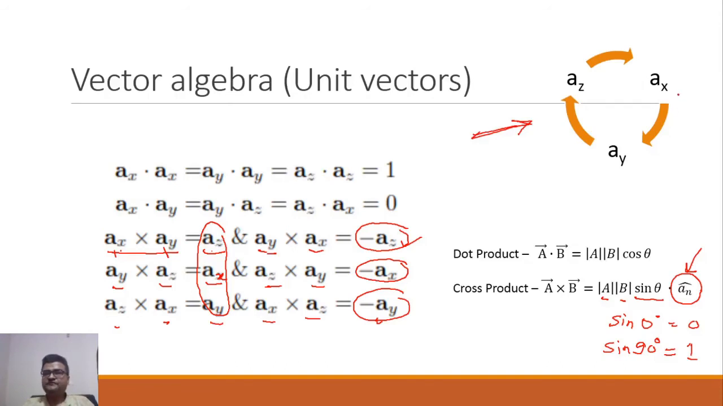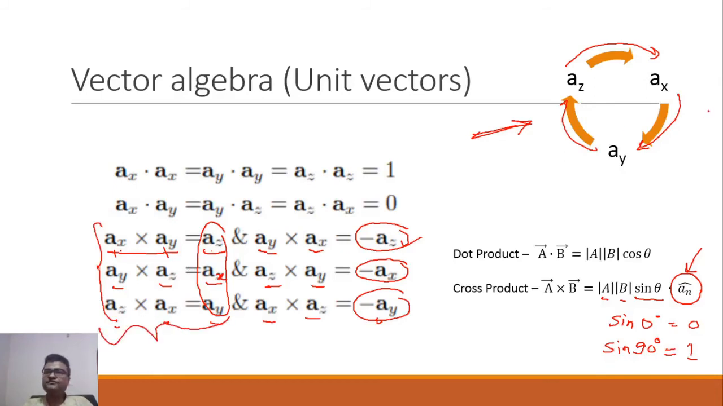So the orientation of multiplication should always be from x to y, from y to z, and then from z to x. So if you multiply AX then AY, you will get the answer AZ. If you multiply AY and AZ, you will get the answer AX, as you can see here as well. So this cycle is following this positive multiplication method.